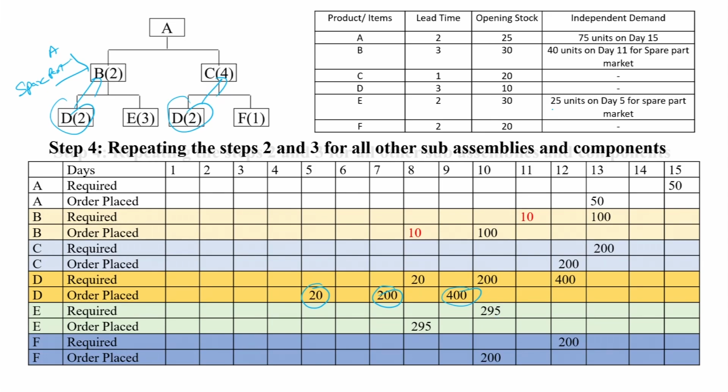Okay. Now, coming in the same manner, we can discuss about the E also. For E, you need 25 units of E as a spare part, and you are already having 30 units available. So, you can work out for that. Similarly, I can work out from this 100 units of B that are required.